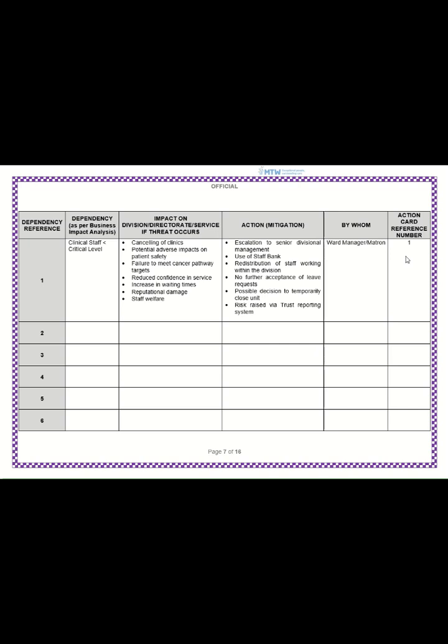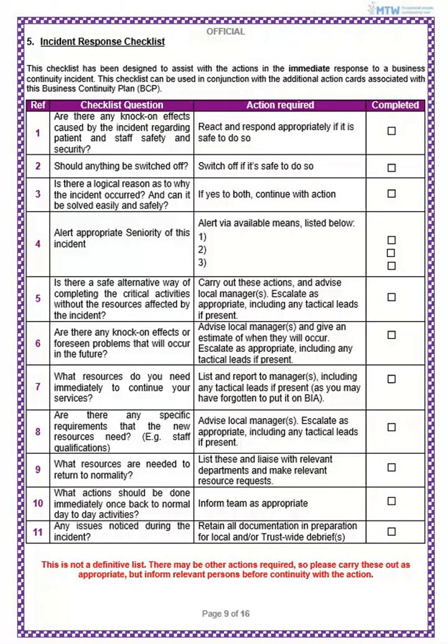Once this has been completed, you should have a high-level table with all dependencies from your BIA, which then reference more detail in the appendix action cards. We will continue through the documents first and finish with the action cards later on. The incident response checklist does not need to be filled out, but can be used as a tool to assist in the immediate response to a BC incident.